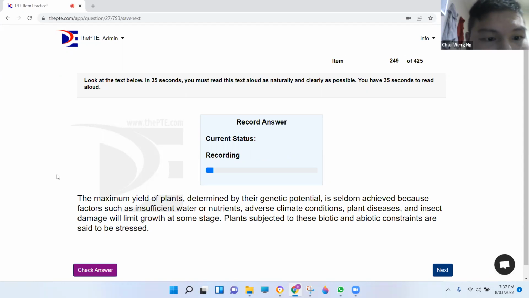The maximum yield of plants determined by their genetic potential is often not achieved because factors such as insufficient water or nutrients, adverse climate conditions, plant diseases, and insect damage will limit growth at some stage. Plants subjected to these biotic and abiotic constraints are said to be stressed.